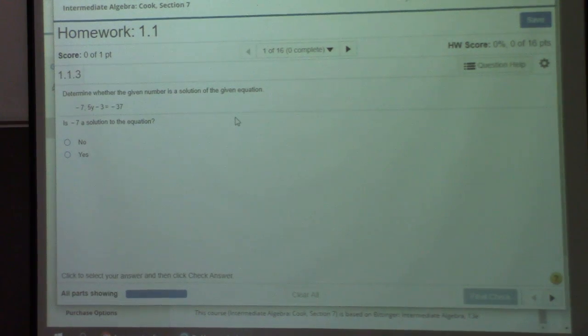So, here's what it looks like. One of them, right? You've got 5y minus 3 equals minus 37. Is minus 7 a solution to the equation? How do you answer this question? What do you do?